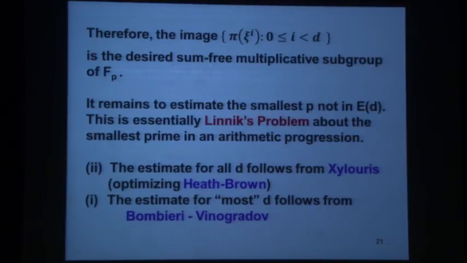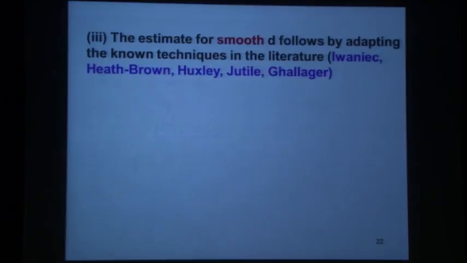But it's okay. So the estimate for all d follows from some papers of Xylouris, which are basically optimizing the method of Heath-Brown. The estimate for most d follows from the Bombieri-Vinogradov theorem, and for the estimate for smooth d, you just have to use the techniques that are used in these papers about the Linnik problem. So you have to find the right lemmas about the estimates of the Dirichlet functions, and Jutila, yeah, this is true.